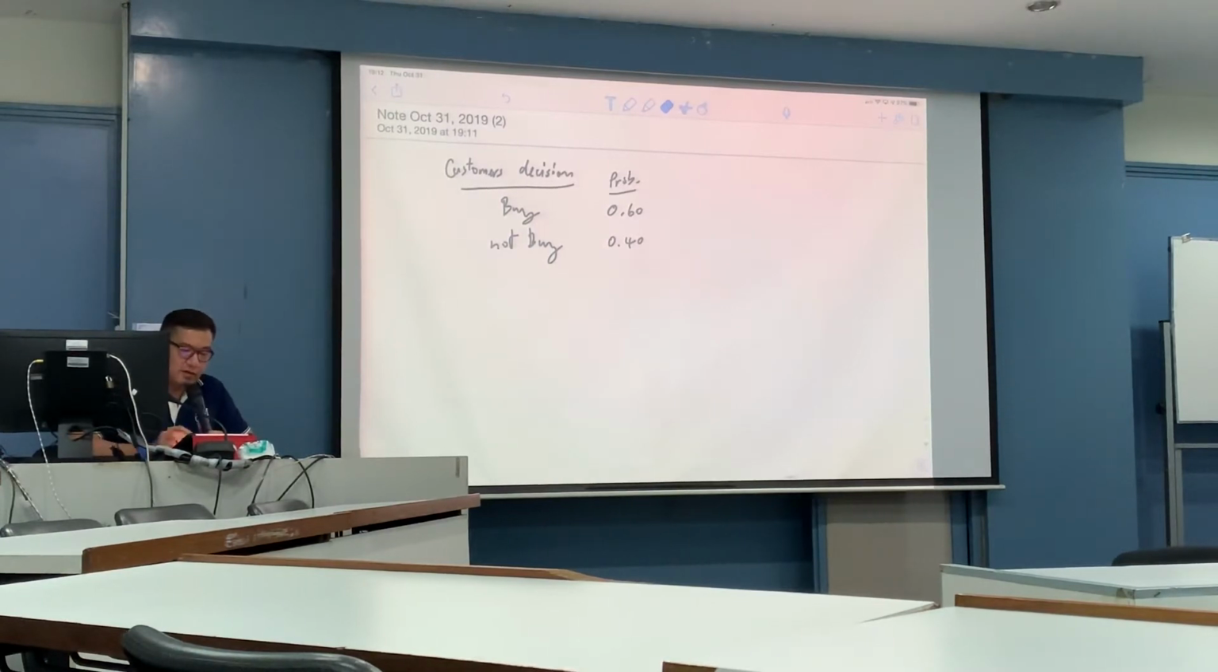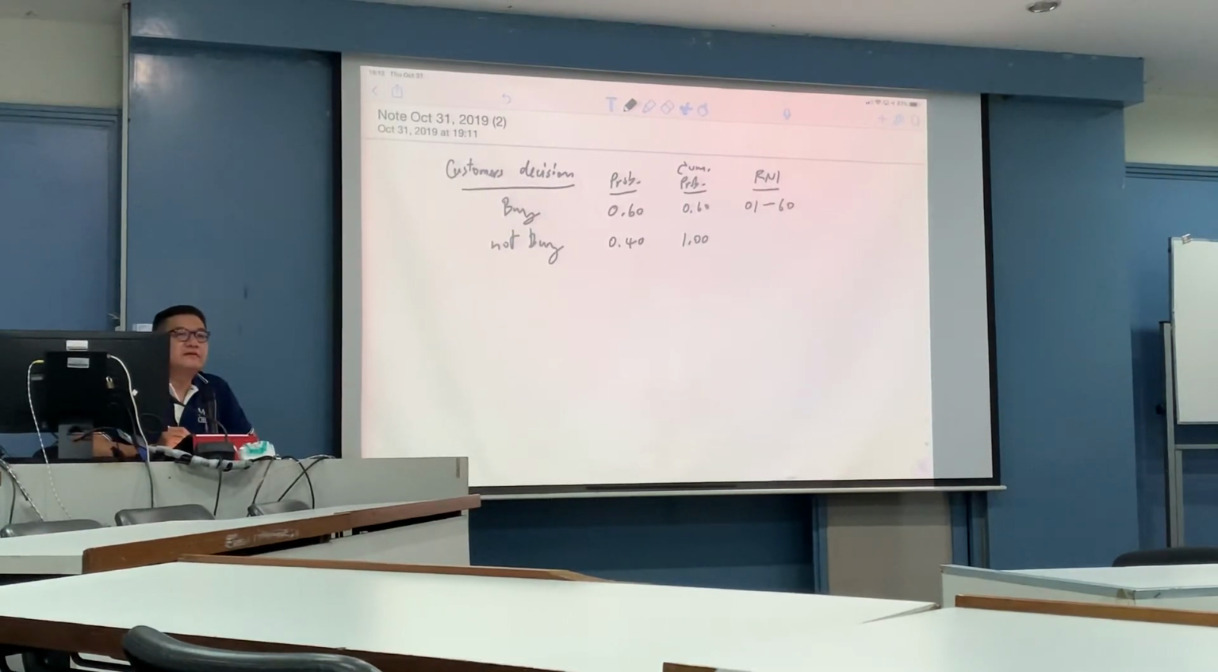Once you have the probability, you develop the cumulative probability distribution. In this case it is going to be 0.6, and 0.6 plus 0.4 we have 1. If I am using Rn1 to be the random number interval for the customer decision, it means that if you have a number from 01 to 60, we can imply that the customer is going to buy the package. 61 to 100 or 00, they will not buy.